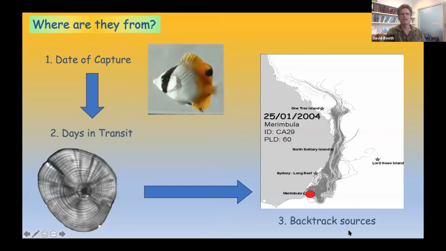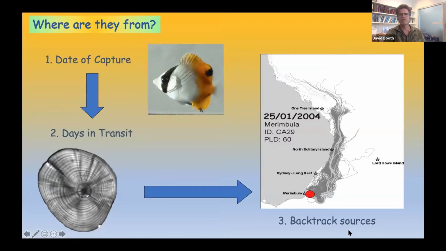So as an example, we've done some work with these little fish. This is a little butterfly fish, a baby butterfly fish that's been found not just in Sydney, but further south near the Victorian border, a place called Merimbula. And we're able to work out that this animal was 60 days in the ocean based on the otolith counts.